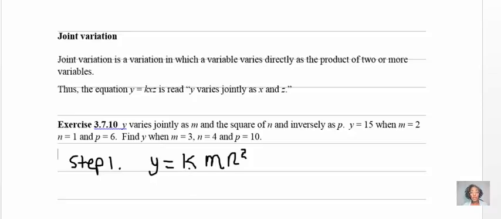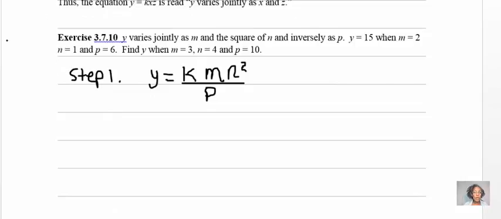Now this problem involves combined variation. So y also varies inversely as p. So I divide by p. And that's my equation. That's what I get from step 1.